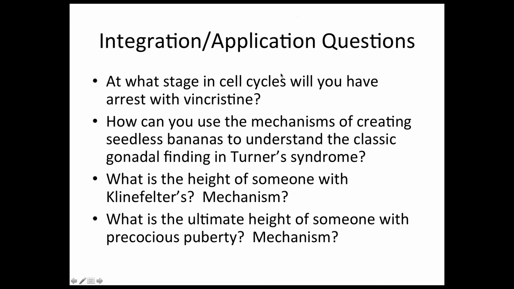So all of these questions: what stage of the cell cycle will you arrest when you give someone vincristine? How can you use the mechanisms of creating seedless bananas to understand the classic gonadal findings in Turner's? What's the height of someone with Klinefelter's and why? And what's the ultimate height of someone with precocious puberty? All of these things, if you understand them, you'll understand the basics that you need to know for your exam as well. Sound good?